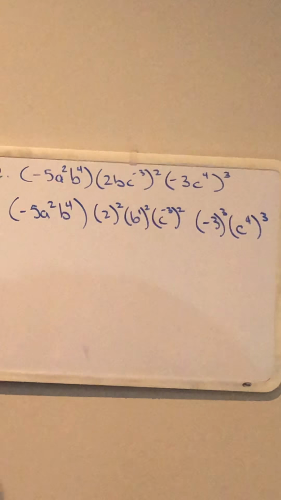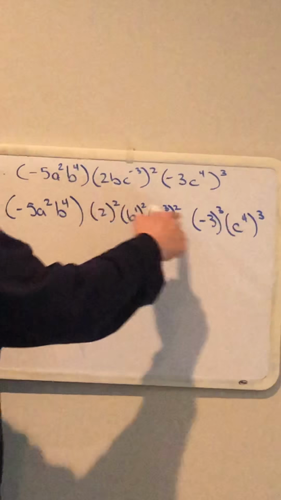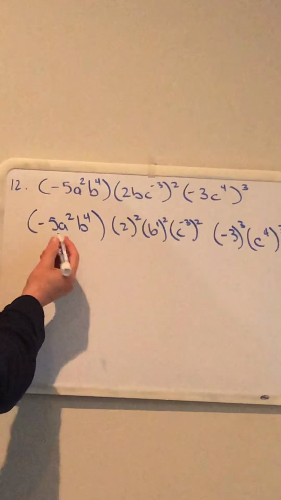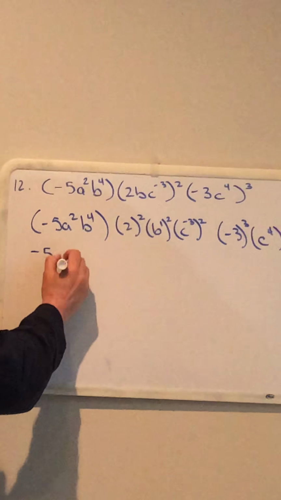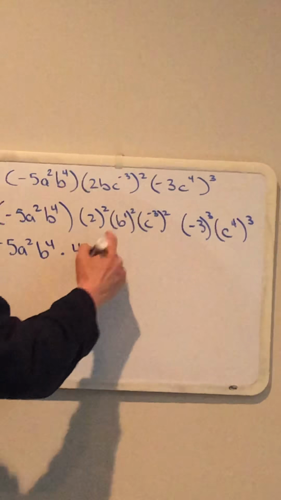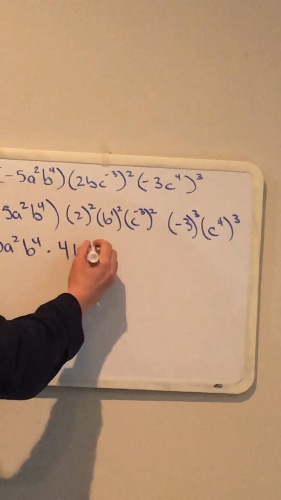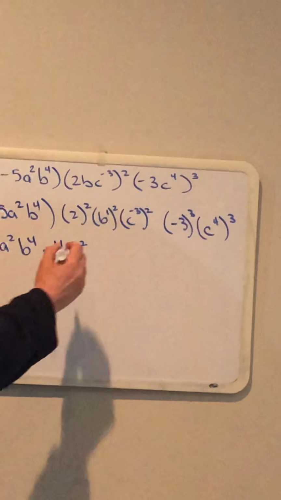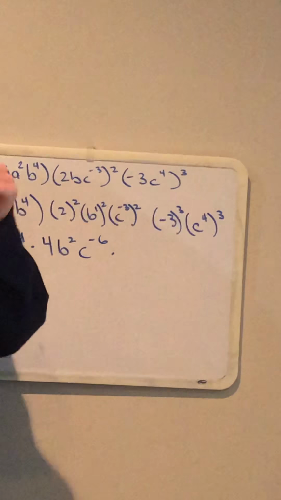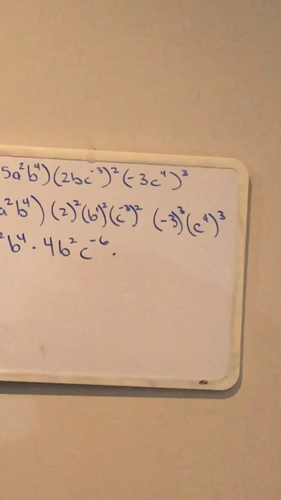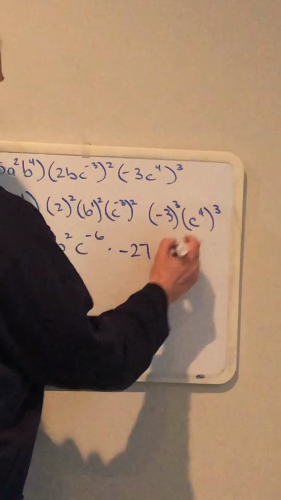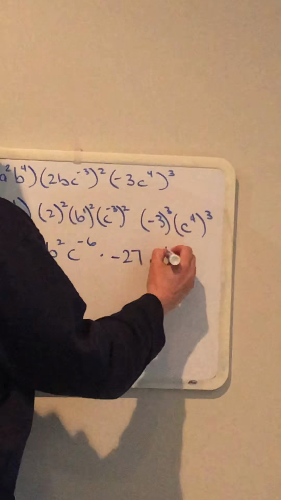Now I'll evaluate 2 to the second and negative 3 to the third, and I will also multiply the double exponents. First parenthesis still has not changed. So it's negative 5, a to the second, b to the fourth, times 2 to the second is 4. Multiply the powers here, you have b to the second. Multiply the powers here, you have c to the negative sixth, times negative 3 to the third is negative 3 times negative 3, which is 9, times another negative 3 makes negative 27. And then 4 times 3 gives you c to the 12th.